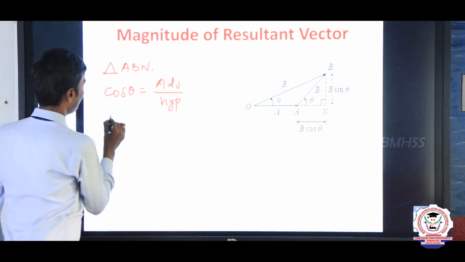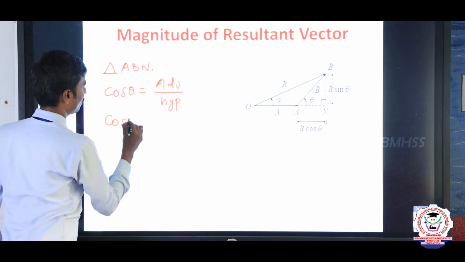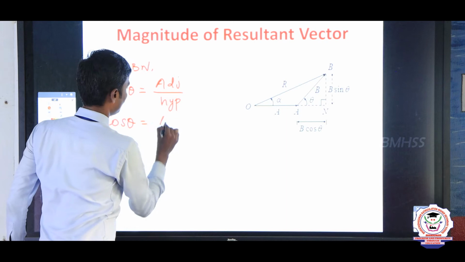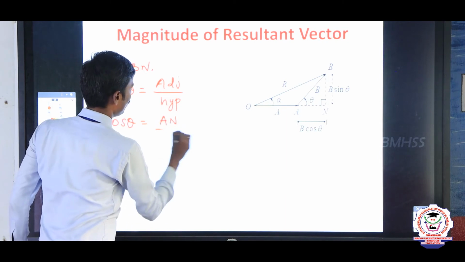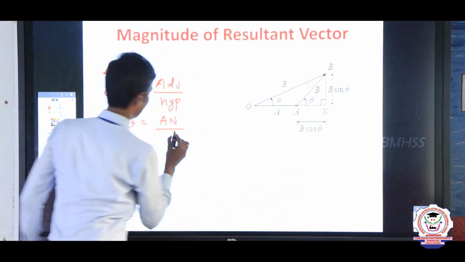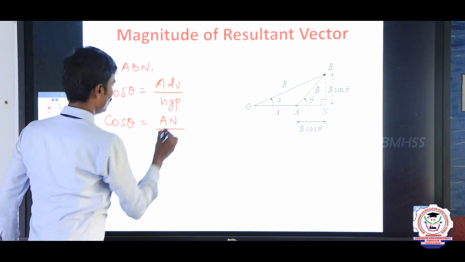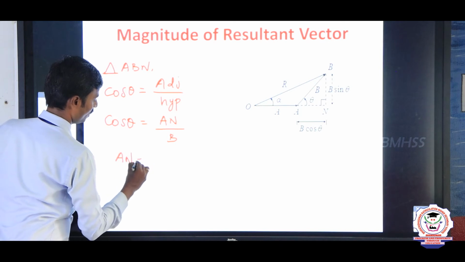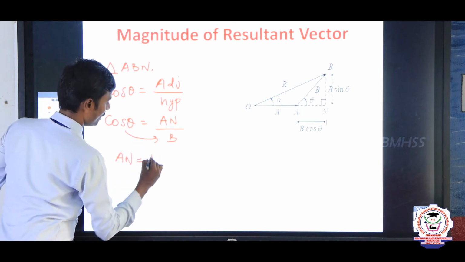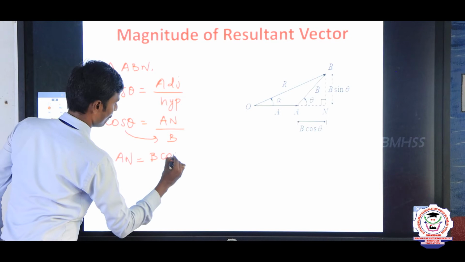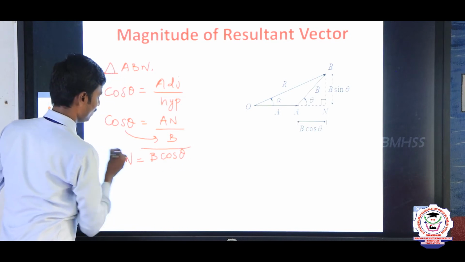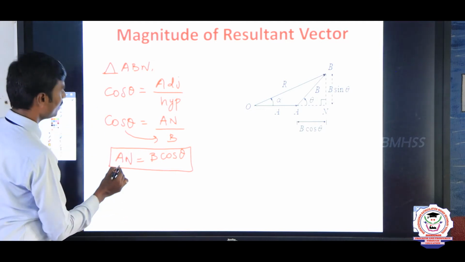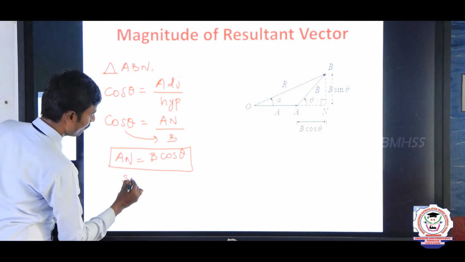So here cos theta equals, what is the adjacent side? AN, so AN divided by the hypotenuse value B. We need AN only, so cross multiplying, AN equals B cos theta. This is the AN value. The next one is sin theta. What is the formula for sin theta?